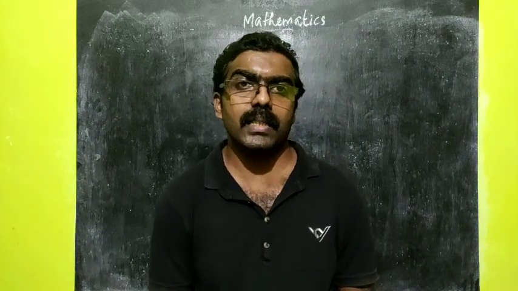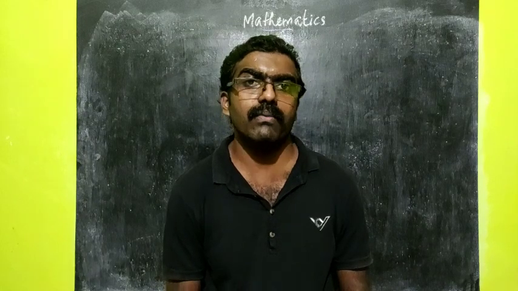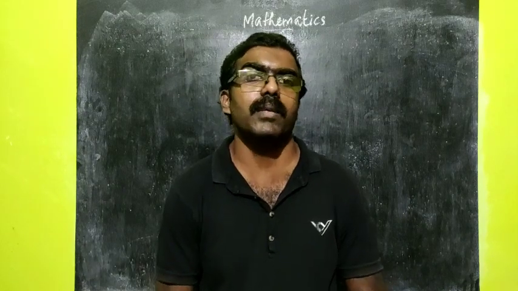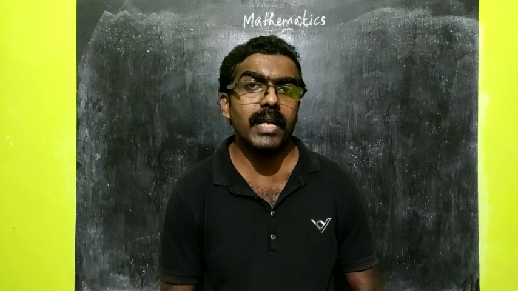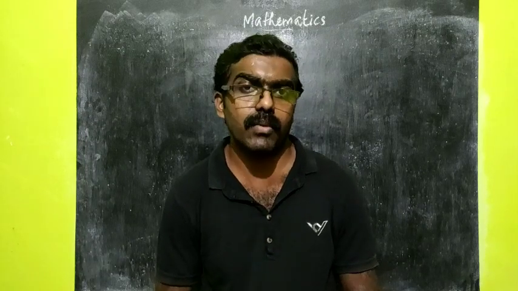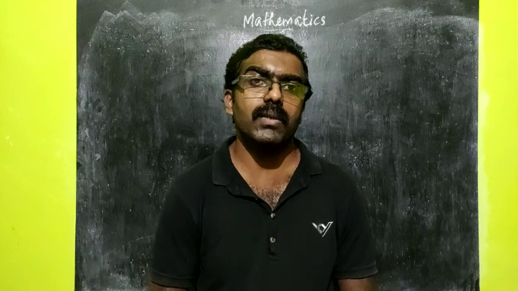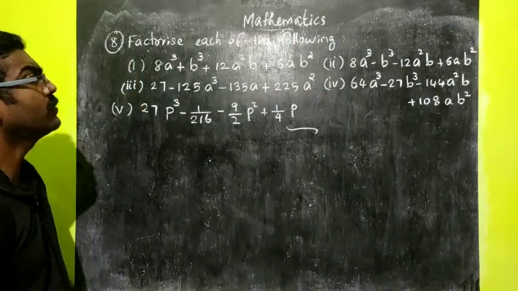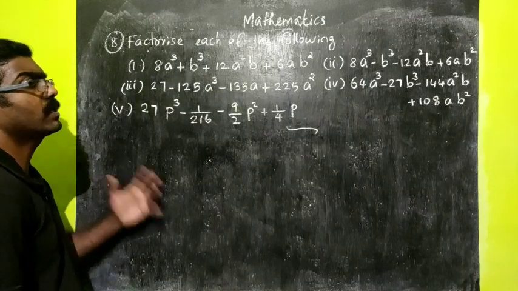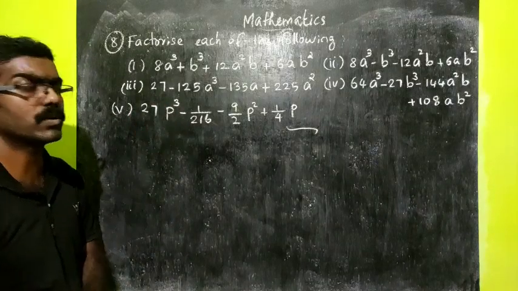Last class we discussed exercise 2.5 of NCERT class 9 mathematics text. Today we move on to the remaining problems of exercise 2.5. Let me start with question number 8. Here the question is: factorize each of the following. We have to factorize each of the following expressions.